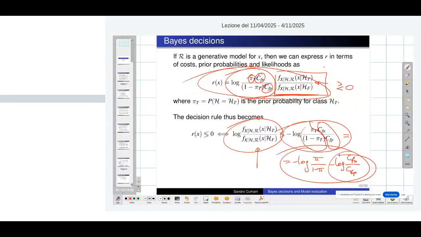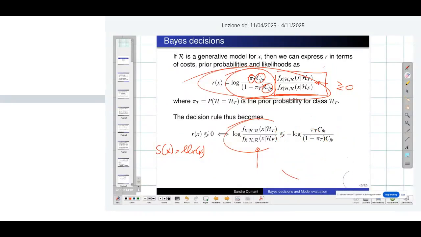If my classifier gives me a ratio between class posteriors, then the threshold that was 0 becomes just minus the log of the ratio of the two costs. If my classifier gives me a log likelihood ratio, then the decision rule becomes comparing the log likelihood ratio with a threshold that looks like this. This is the threshold that will optimize my decisions according to the recognizer posterior probabilities.